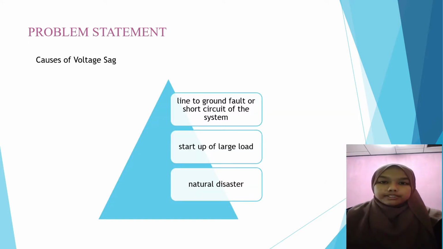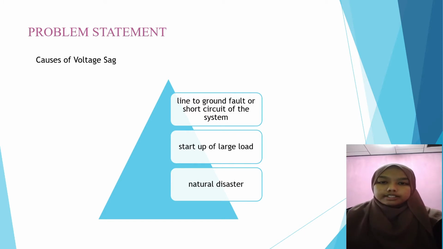How about the causes of the voltage sag? There are several causes of voltage sag, which are due to line to ground fault or short circuit in the system. Other than that, the start-up of large loads, like induction motors for industrial areas, and refrigerators or air conditioners for residential areas. More than that, it is caused by natural disasters like lightning, floods, or an accident.